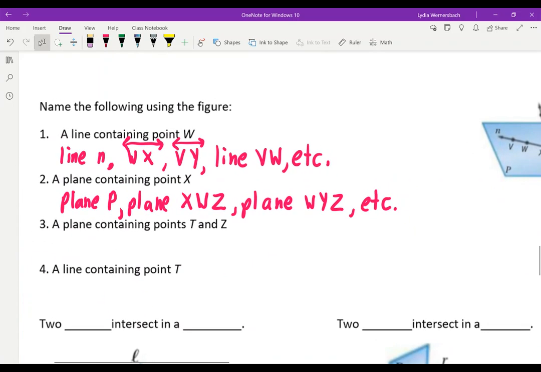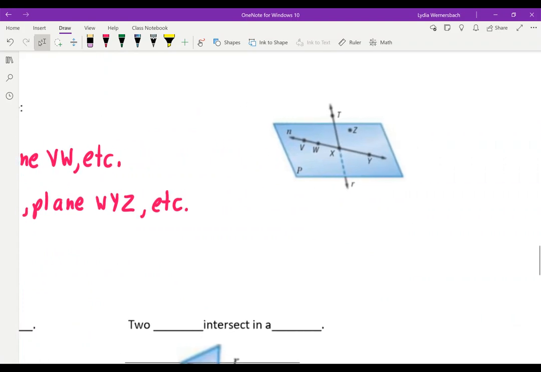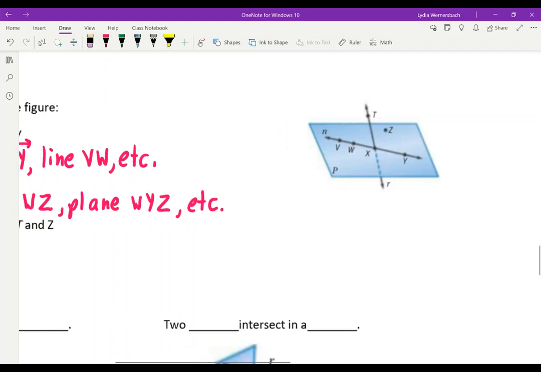Okay. So then we have a plane containing points T and Z. So we have T here and we have Z. So again, we need to think about this in a 3D space. This line is going through this plane. So we actually don't have a plane listed or shown to us that goes through T and Z. But we have to kind of use our imagination to say, okay, there is a plane that exists. It's just not drawn there, but it does exist somewhere in there. So we have to kind of use our imagination a little bit.